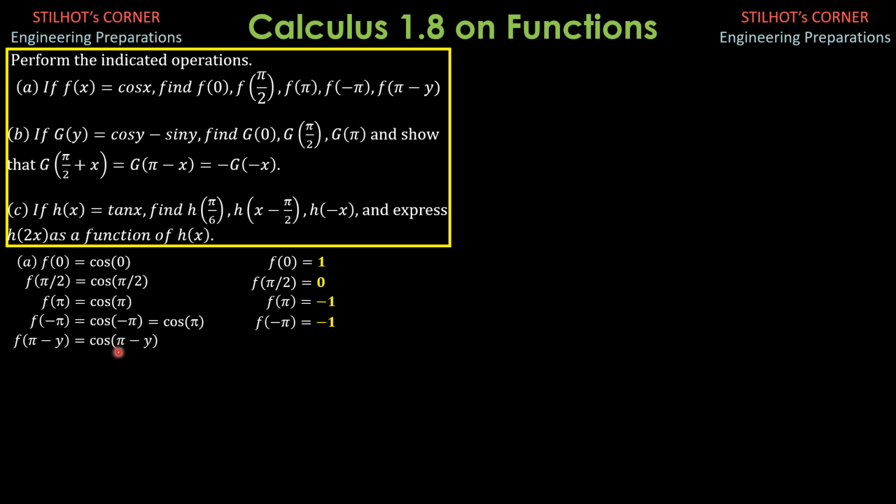So cosine of quantity pi minus y is cosine pi cosine y plus sine pi sine y. And since cosine of pi is negative 1 from the above, and sine of pi, sine 180, is 0, the second term is 0. The first term is negative 1 times cosine y, therefore f of quantity pi minus y is negative cosine y.